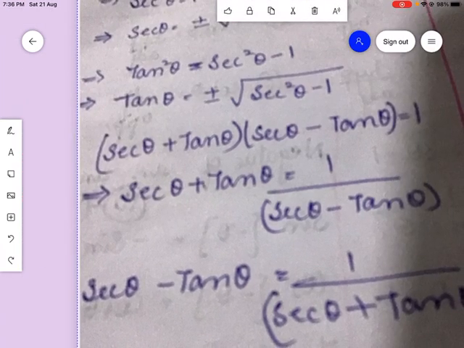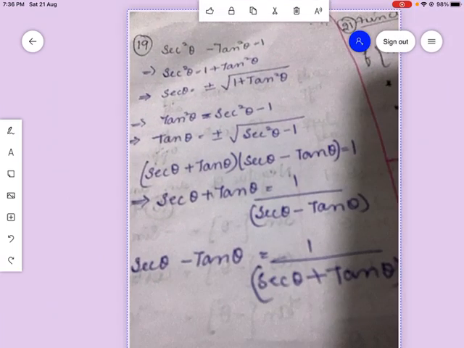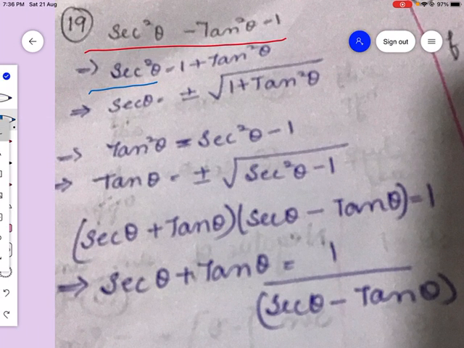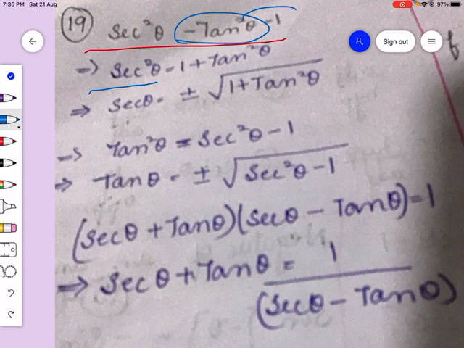We have this. Now coming to this: secant square theta minus tan square theta is equal to 1. It is minus, it is not plus. So concentrate. Secant square theta we keep as it is, and we send the minus tan square theta to the other side of the equal sign. It becomes 1 plus tan square theta. Keeping secant theta as it is, sending the square to that side, it will become plus or minus under root 1 plus tan square theta. Clear?